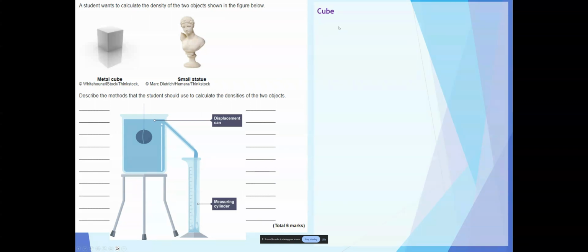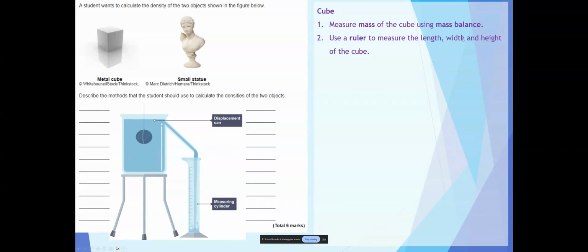Okay, so first one is the cube or a regular shape. So measure the mass of the cube using the mass balance. So remember, we're stating what we measure and the equipment that we use. Use a ruler to measure the length, width, and height of the cube. Now, the length, width, and height is the same everywhere. That's what makes it a regular shape. It's easy to measure with a ruler. So we'll always, for a regular shape, use a ruler and measure the length, width, and height.